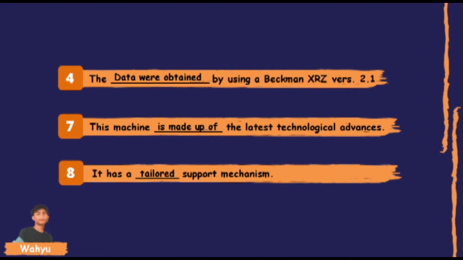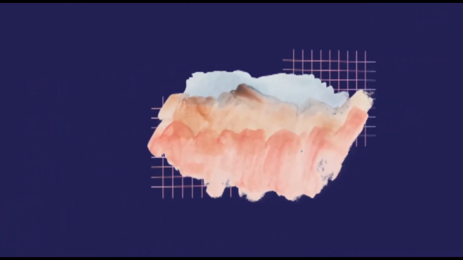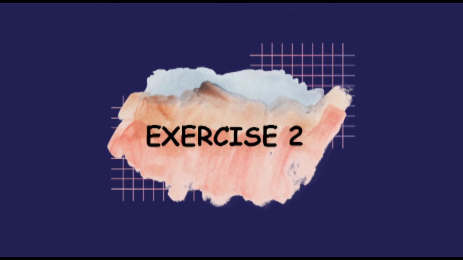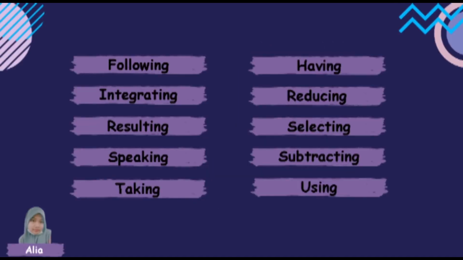Thank you. Okay, for exercise 2, it will be explained by Alia Fitrida Kamila. Time is yours. Hi, I'm Alia Fitrida Kamila from class 2A and I will explain exercise 2. This exercise has the same instruction as the previous exercise. There are also 10 words as well. I will explain 3 numbers from it.